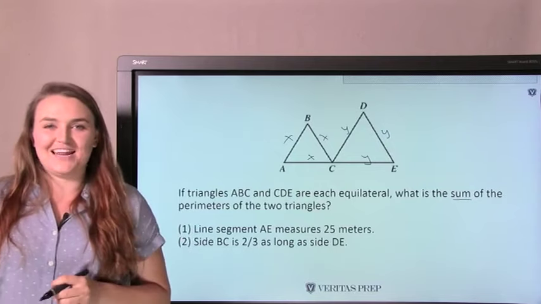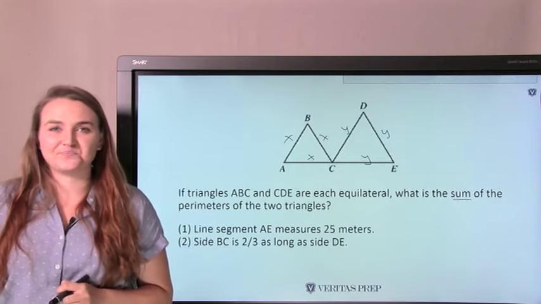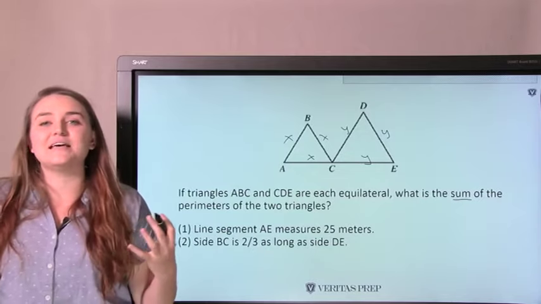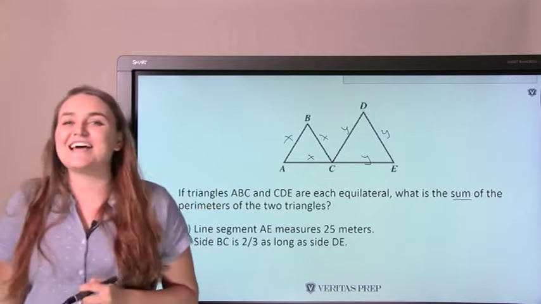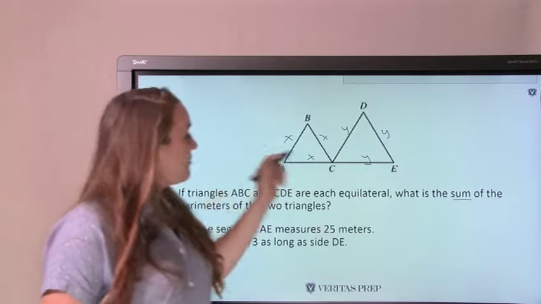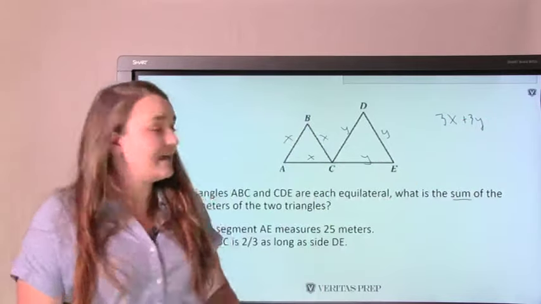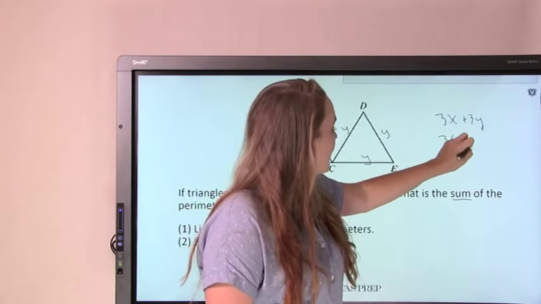Feel free to just jump into the chat function on this one. So the sum of the perimeters of the two triangles, how could I set that up algebraically? That's exactly right. I'm looking for 3x plus 3y, or 3 times the quantity x plus y.